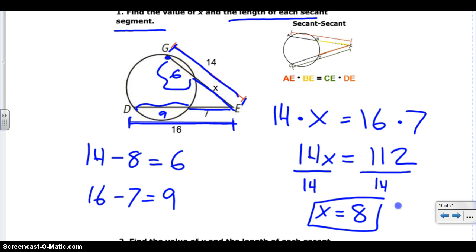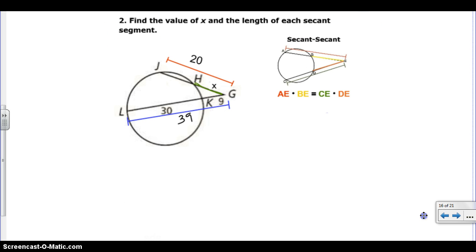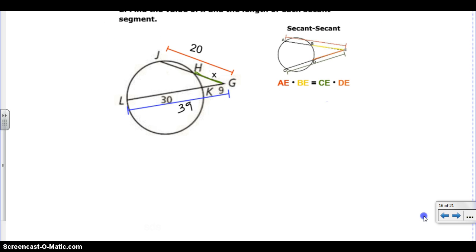Feels great. Let's try another one. Find the value of x and the length of each secant. So same idea, just supposed to be a little more complicated here. So we know that the length of the whole piece of JG is 20, marked in blue right now for you.